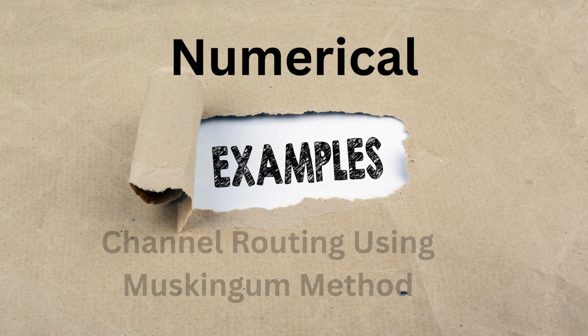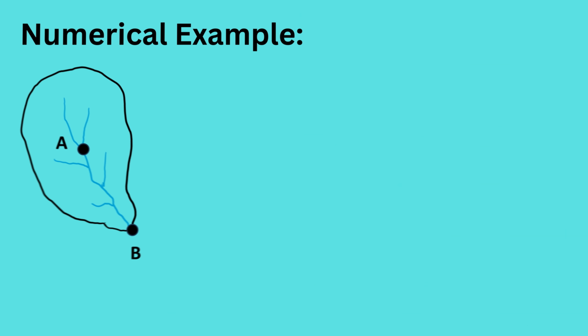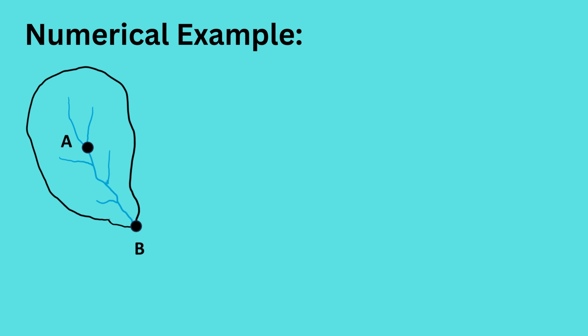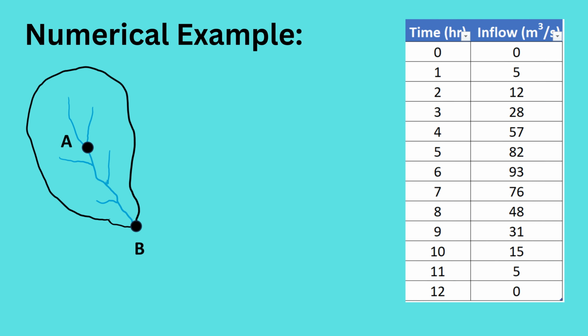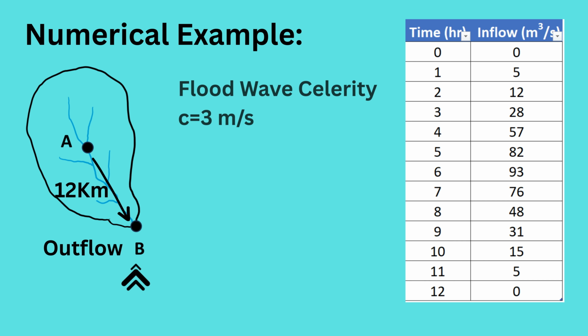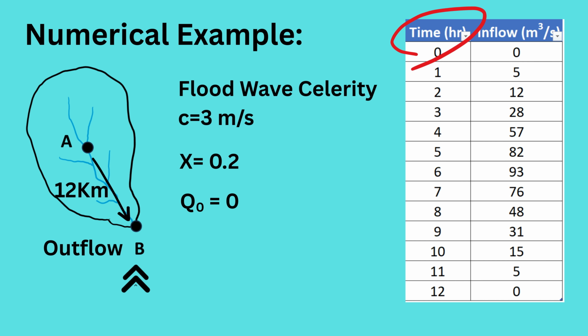Well, it's time to solve a numerical example. The inflow hydrograph at point A of a reach is given. We want to find the outflow hydrograph at point B, which is 12 km downstream of the first point. The flood wave celerity is given as 3 meters per second, while x equal to 0.2 is adopted. The initial outflow is assumed to be 0, and as can be seen, the provided inflow hydrograph has a 1 hour time step, so our delta t is 1 hour or 3600 seconds.